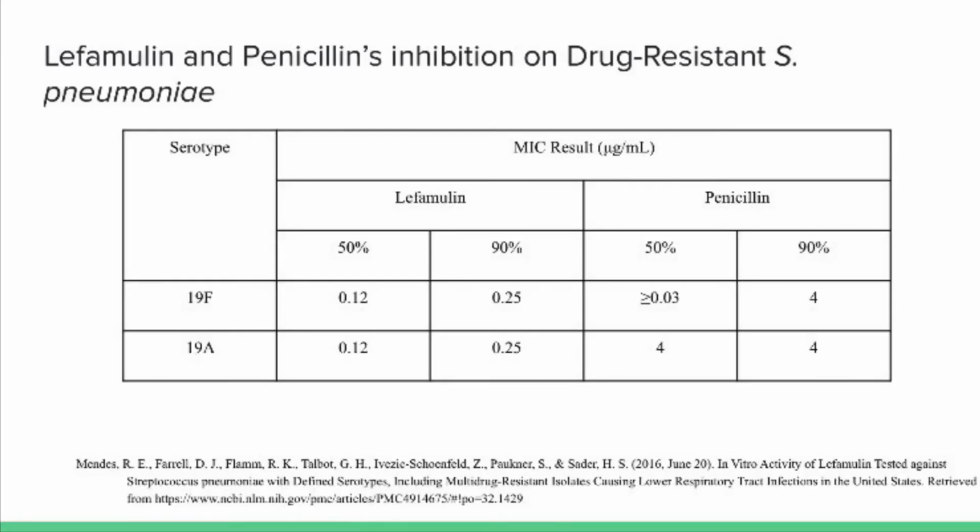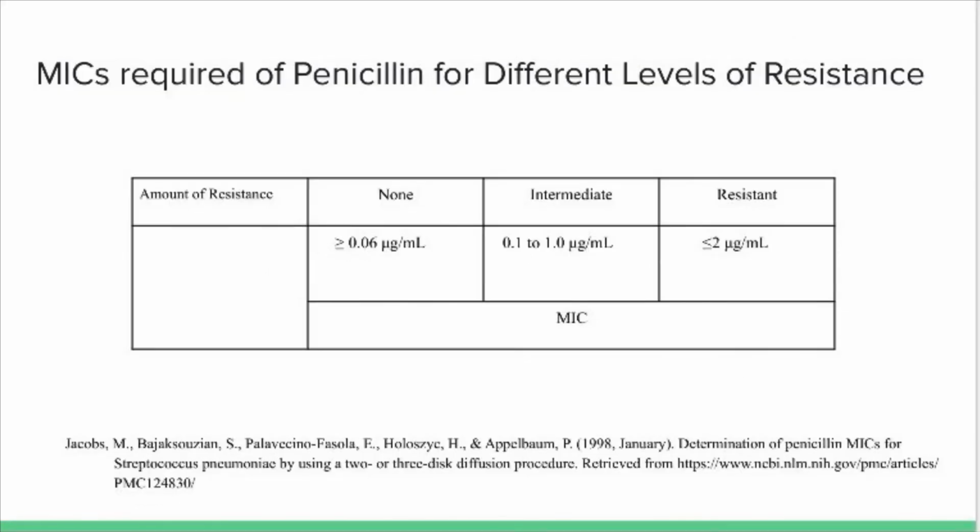Two of the most resistant strains of Streptococcus pneumoniae, 19F and 19A, were used in the study to determine the effectiveness of these antibiotics when used on resistant strains of this bacteria. The results show that a significantly larger amount of penicillin would be needed to inhibit these resistant organisms compared to lefamulin, which only doubled in MIC required from previous data.